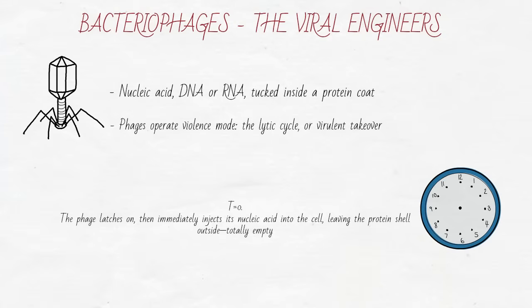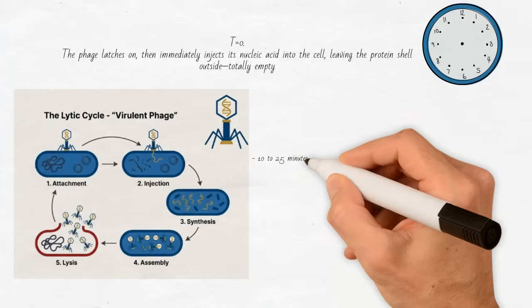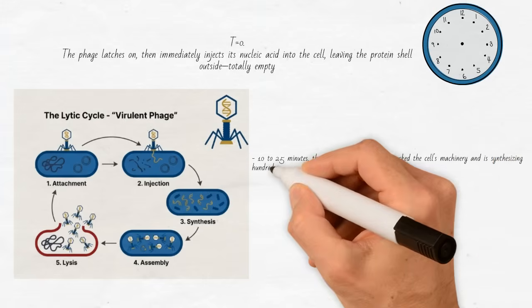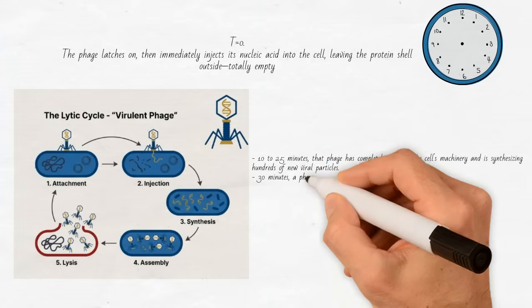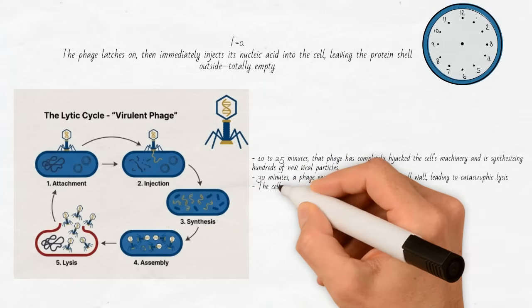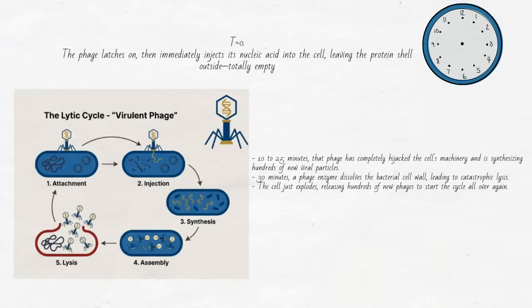That saves precious seconds. Within just 10 to 25 minutes, that phage has completely hijacked the cell's machinery and is synthesizing hundreds of new viral particles. By 30 minutes, a phage enzyme dissolves the bacterial cell wall, leading to catastrophic lysis. The cell just explodes, releasing hundreds of new phages to start the cycle all over again.